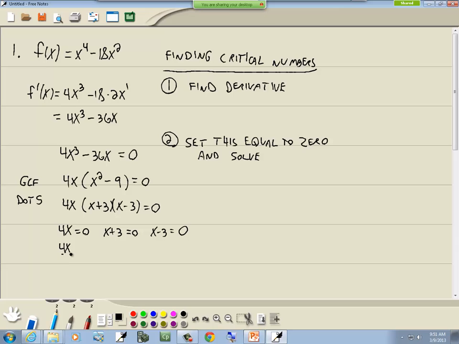This one I'm going to divide both sides by 4, and we get x equals 0. This one we take the 3 over, becomes a negative 3. This one taking negative 3 over becomes a positive 3. And these three right here are critical numbers, where possibly something's happening.